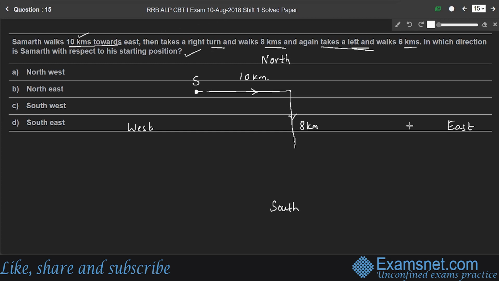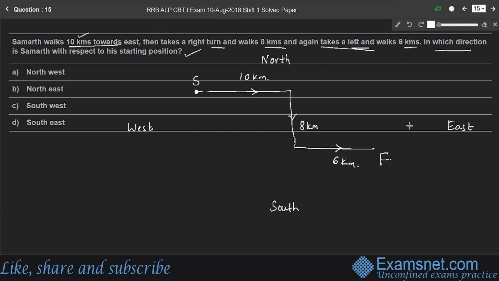Again, he takes left turn. So since he is facing south, his left becomes towards east. He takes left and walks 6 kilometers. Right? So let this be his final position. F be his final position.